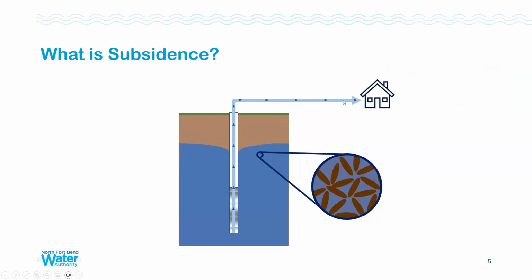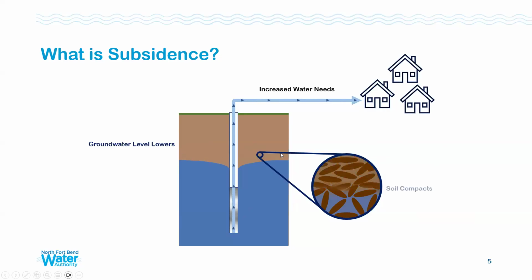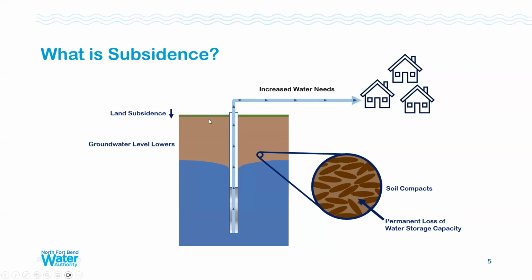So when we have a community here, they're pumping water out, and then let's say their needs increase and we have more development, or it's a hot summer month and we're increasing our water usage. Maybe we're taking more groundwater out of the ground than is replenished by rainfall. And when that happens, our groundwater level lowers, and that causes our soil particles to physically compact. And that's a permanent loss of water storage capacity. So even if our aquifer or our groundwater rises up again, we're never going to get back all of that storage space that was available. And that's what causes the land to sink or subside.